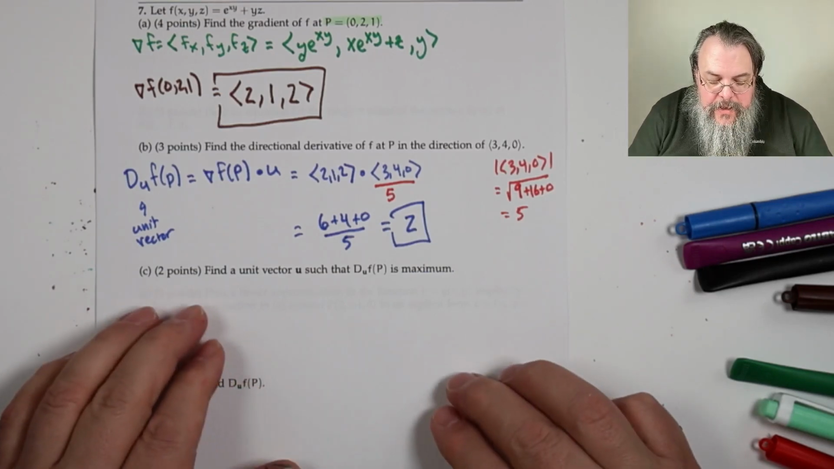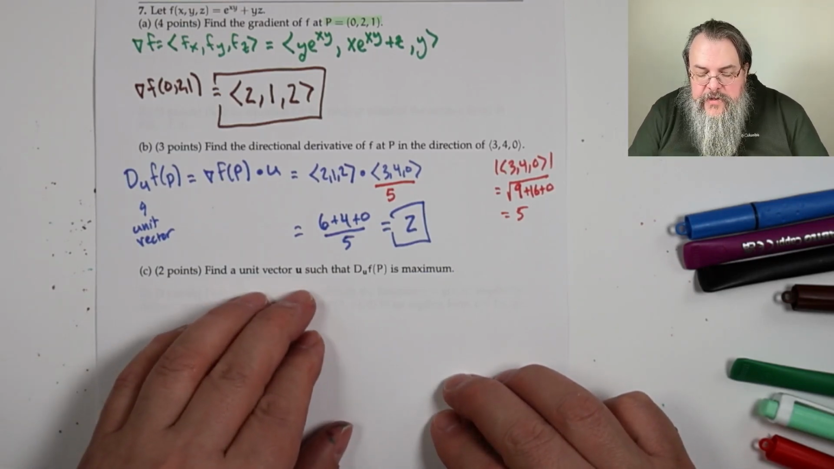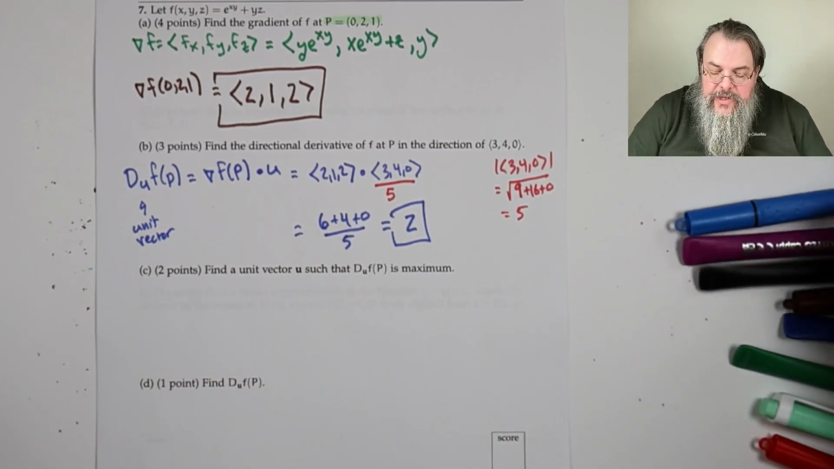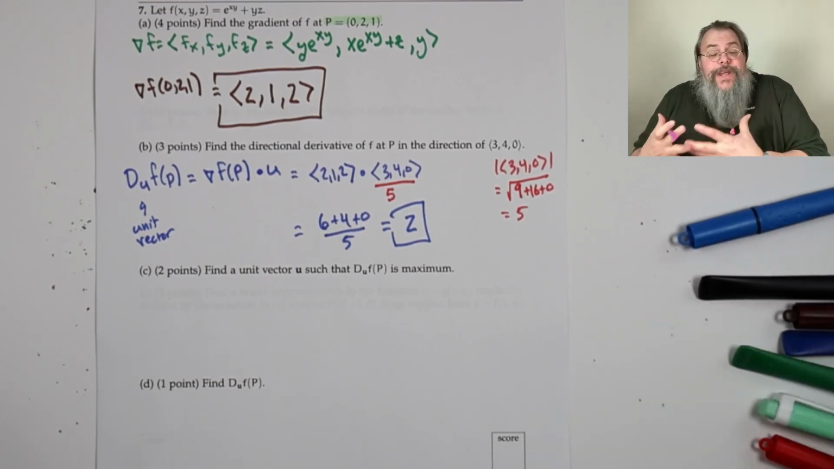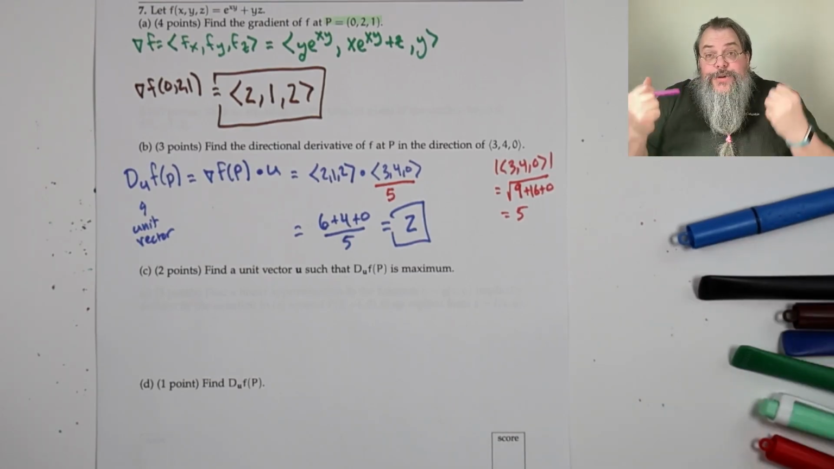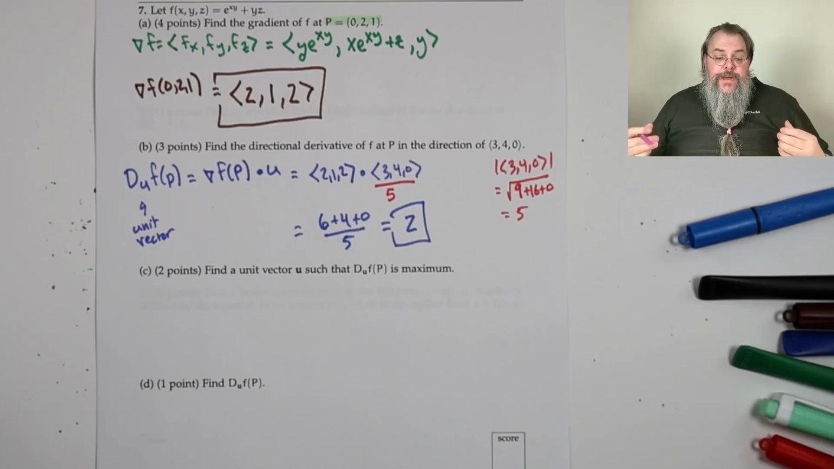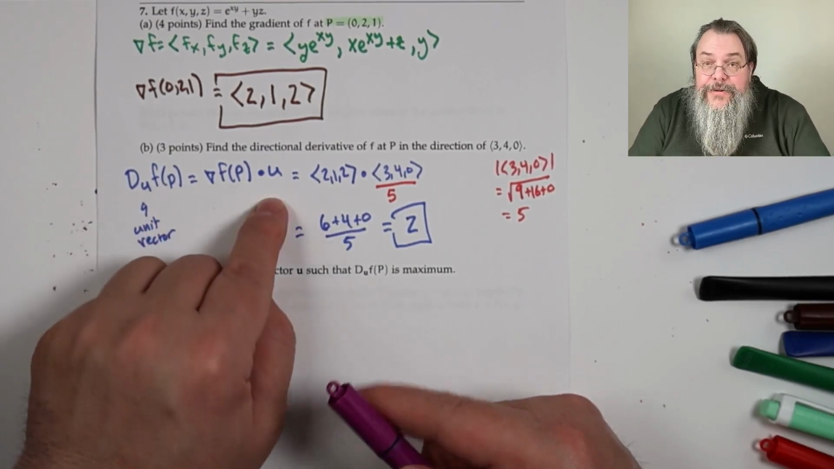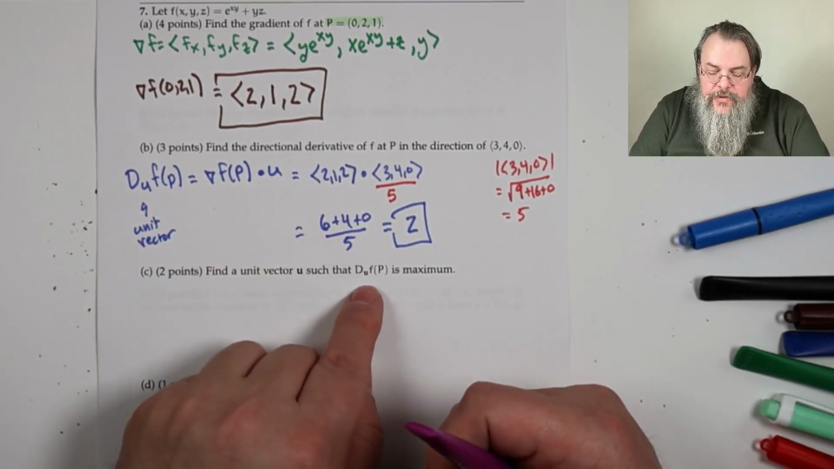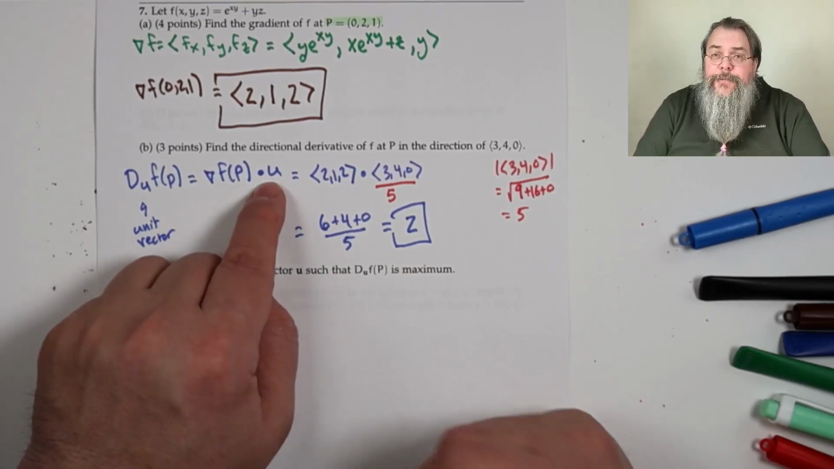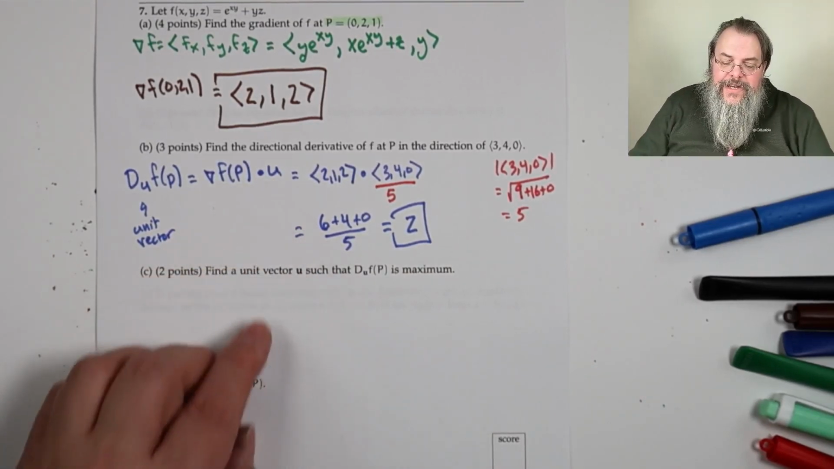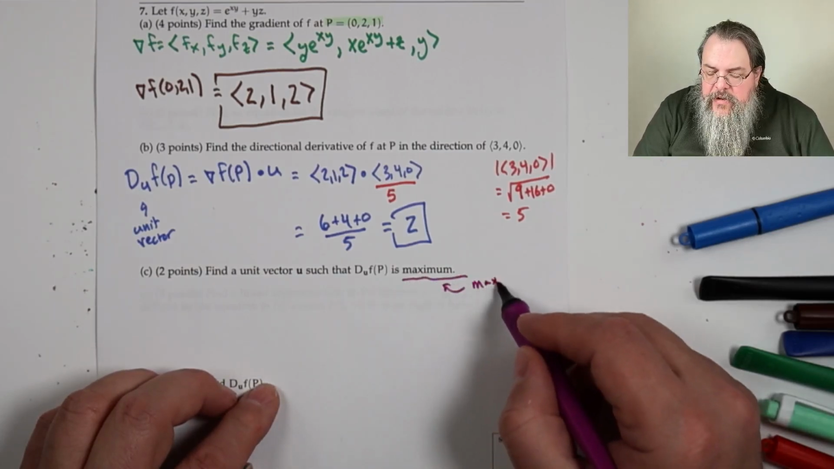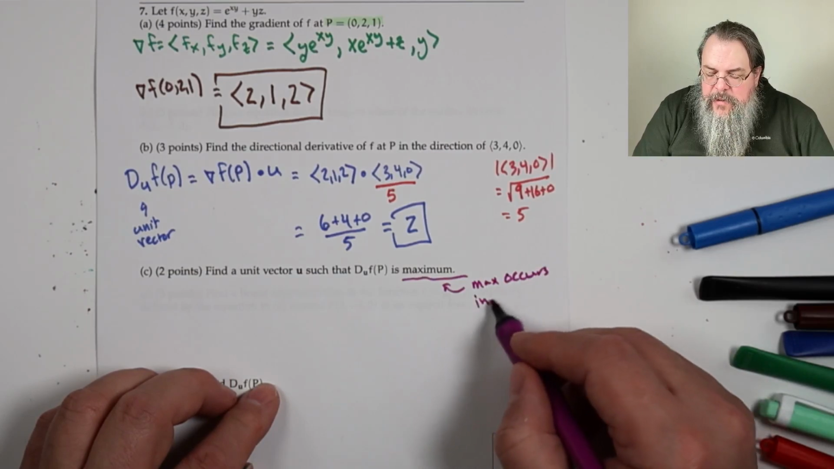All right. C. Find a unit vector u such that the directional derivative is maximum. Now here, you might say, well, how do we do that? This comes back to saying, do you understand what the gradient is? Now we're using the gradient up here. We said the directional derivative is the gradient dot u. So we say, well, how do you make the directional derivative maximum? Well, you just want to make sure I'm pointing in the right direction. And so this here is properties of the gradient, and the max occurs in the same direction of the gradient.